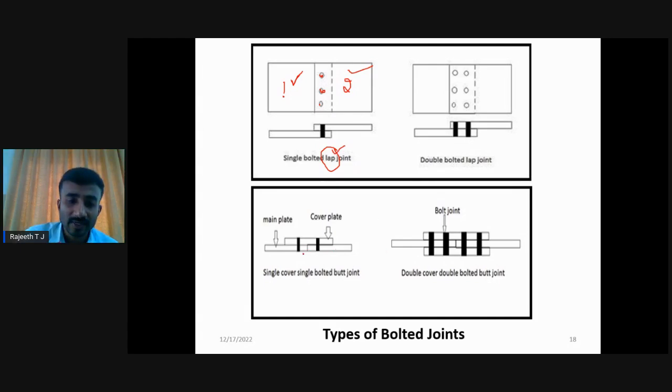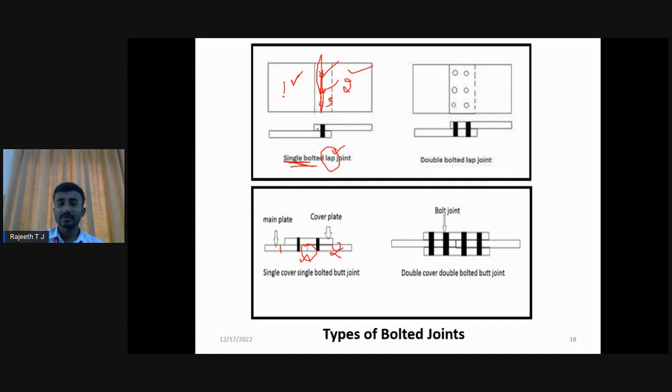If you keep the plates, plate number 1 and plate number 2, one adjacent to the other, then we call it a butt joint. If you go for the lap joint, this connection we call a single bolted lap joint. Here I used one single row of bolts. From here to here, there are 3 bolts: 1, 2, and 3.